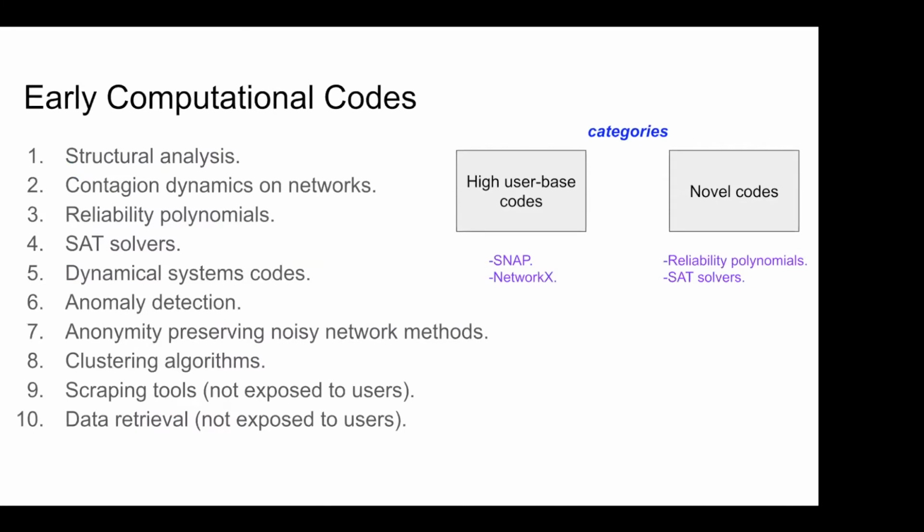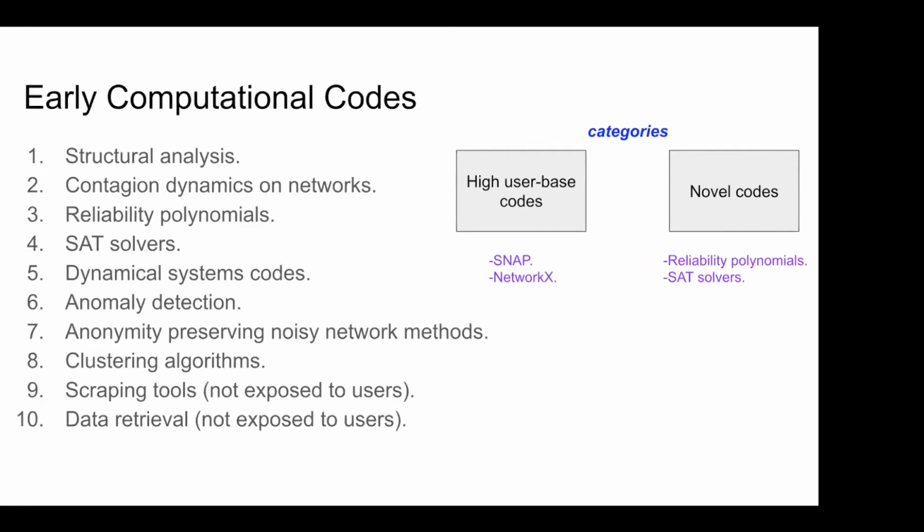Okay, so the early computational codes that perform operations on networks are shown here on the left-hand side. But rather than go through those, basically what we're trying to do is hit two categories of codes. And these are, again, just the early codes that we're dealing with. The one category is the high user base codes. People who do network analysis, a lot of them, are going to expect codes like SNAP and the NetworkX libraries to be available because they have huge user bases.